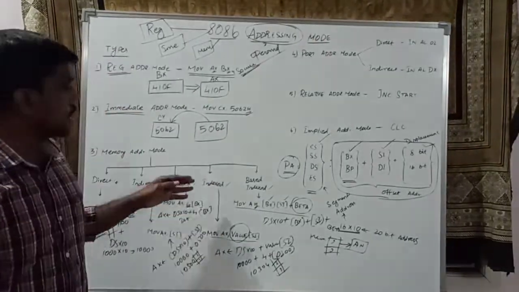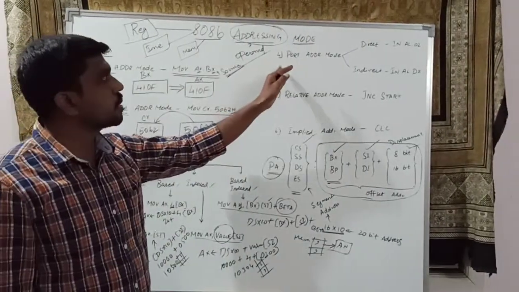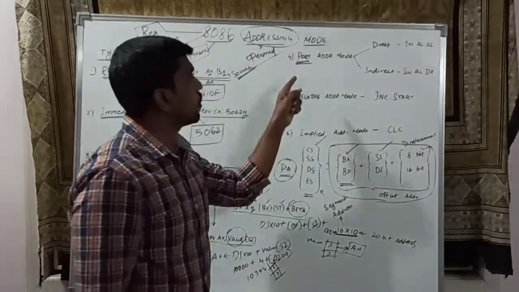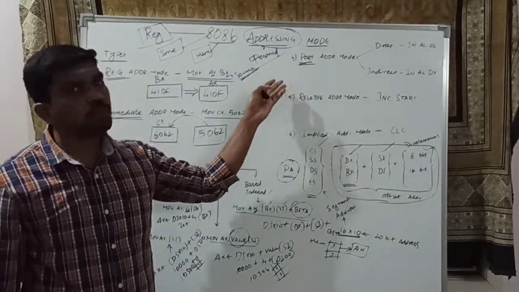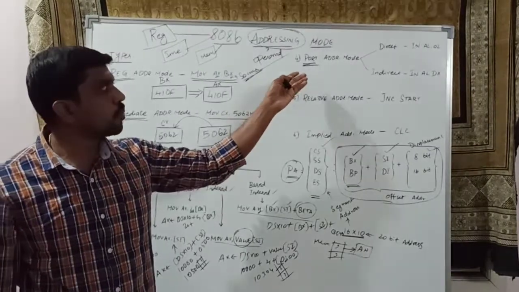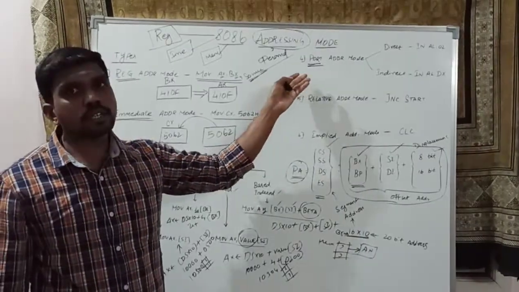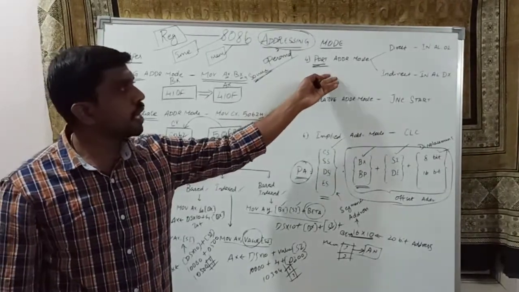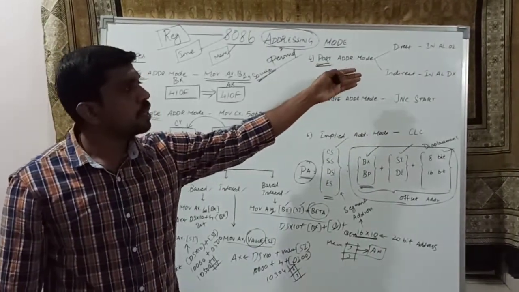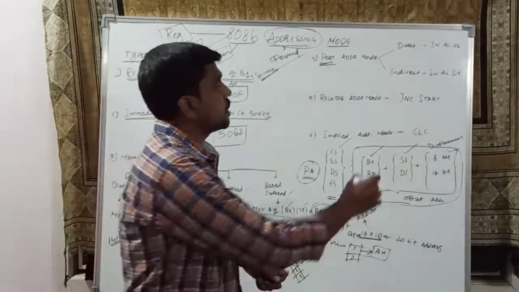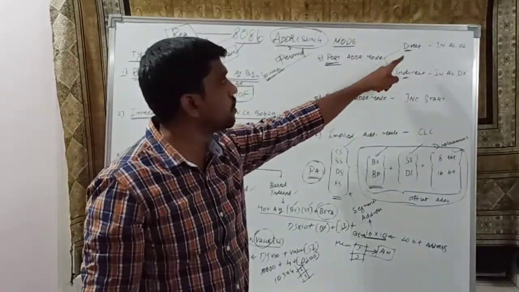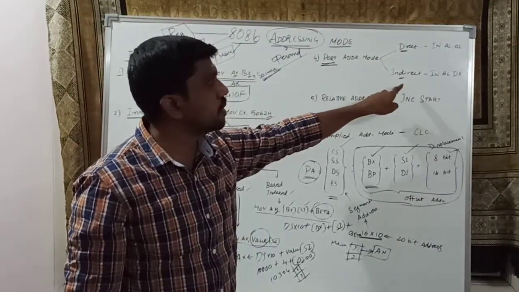It's a memory addressing mode. The next type of addressing mode is the port addressing mode. So what is a port? A port is a group of multiple wires. The combination of wires is called a port, just carrying data, input data or output data. The port name is mentioned either directly or indirectly, so based on that we can categorize it into two types. The first type of addressing mode is direct. The next one is indirect.